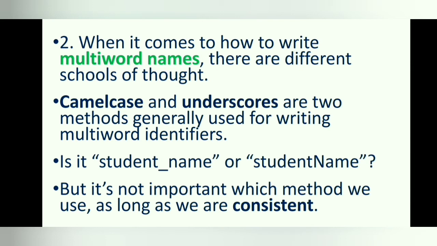When it comes to how to write multi-word names, there are different schools of thought. Camel case and underscores are two methods generally used for writing multi-word identifiers. Is it student_name or studentName? Here N is in uppercase. The first one is the underscore method and the second one is the camel case method. But it is not important which method we use, as long as we are consistent.